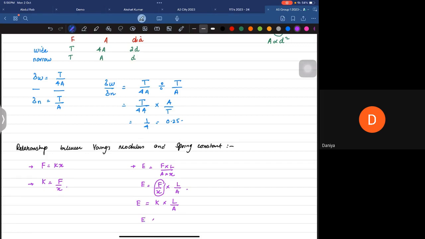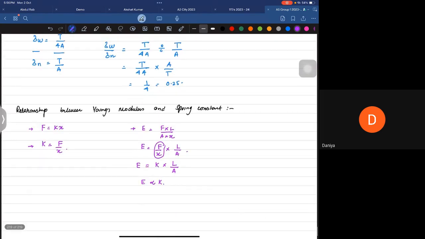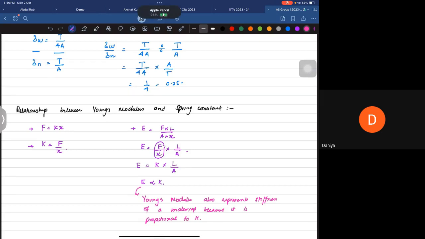So Young's modulus is proportional to the spring constant, which also means that Young's modulus also represents the stiffness of a material, because it is proportional to k. Do you guys get it? Yes. So you can write that as well, please. This is just a very small derivation, 2 marks thing, and that's all.